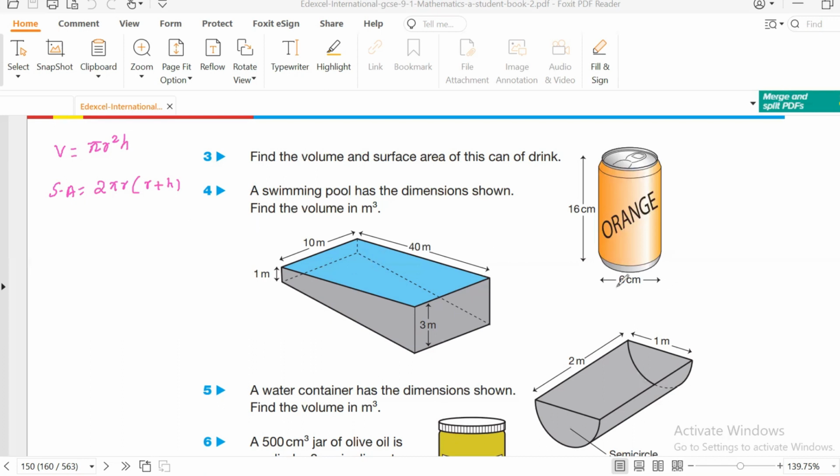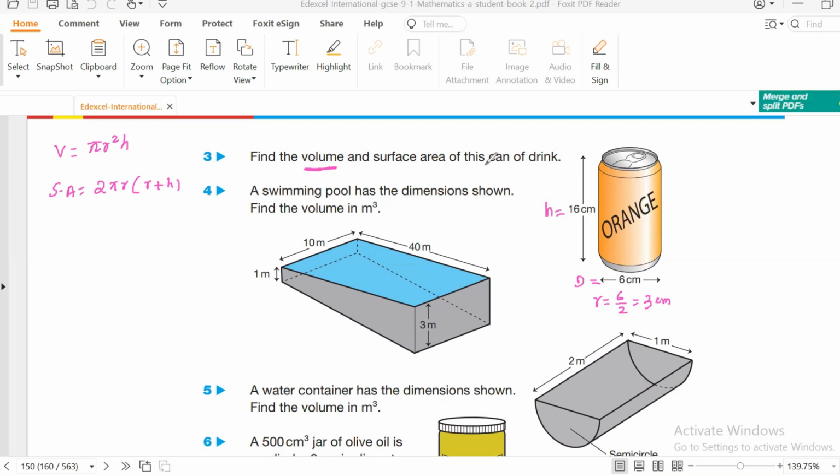For example, they mention the height h, which is 16 centimeter, and 6 is the diameter, not radius. So if this 6 represents diameter, what is the radius? Radius is half of 6, means 6 divided by 2 gives us 3 centimeter. So radius is 3, height is 16.